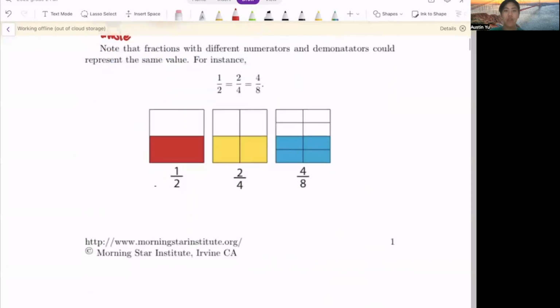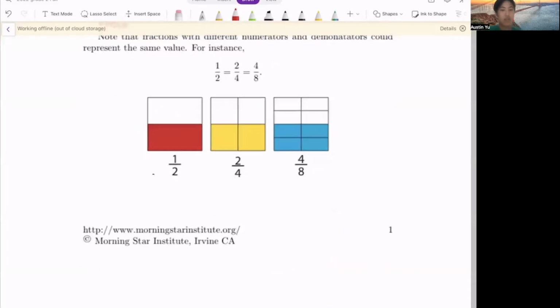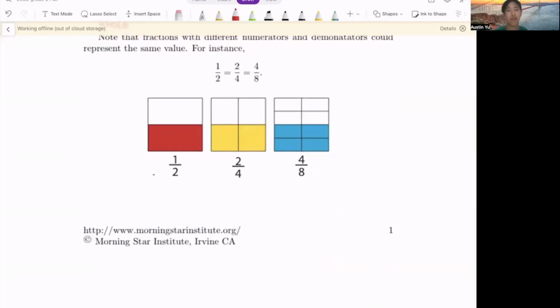Note that fractions with different numerators and denominators can represent the same value. For instance, 1/2 equals 2/4 equals 4/8. As we see here at the bottom, 1/2 is on the same line as 2/4, and 2/4 is on the same line as 4/8. So they fill in the same amount of area, but just in different portions.